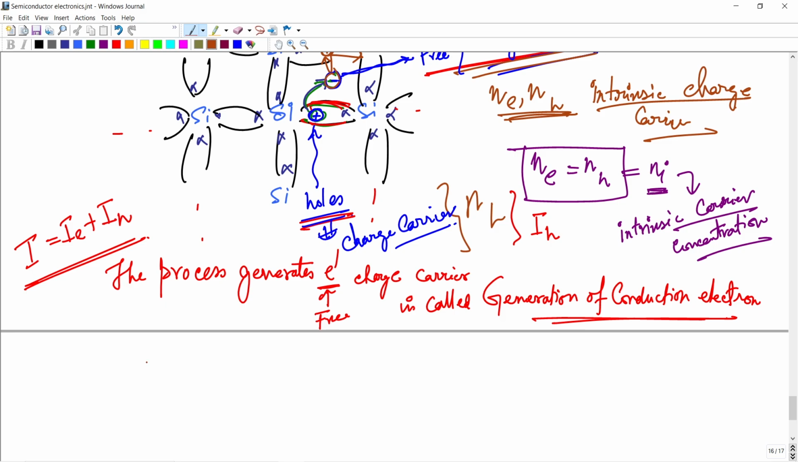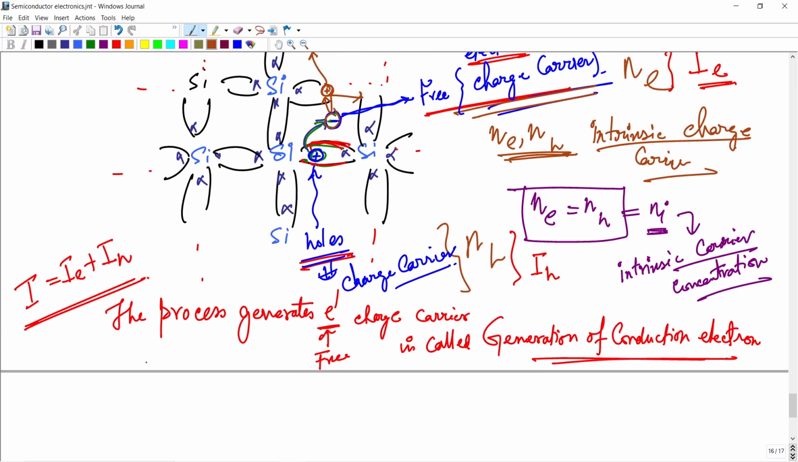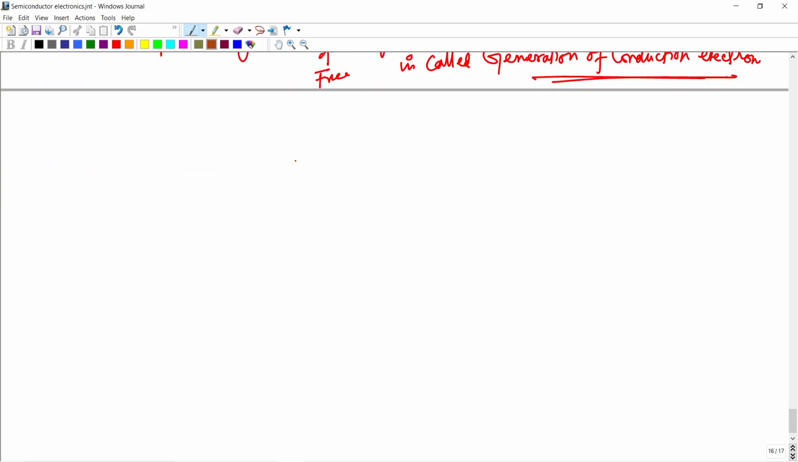Okay, now this process is simple here. If you see, there is a hole. If I try to draw the same diagram here, suppose there is a silicon, say 1, 2, 3 and 4, and another silicon. There are 4 electrons here.